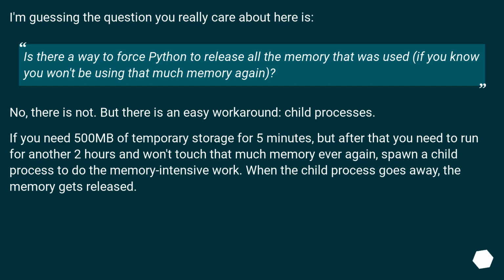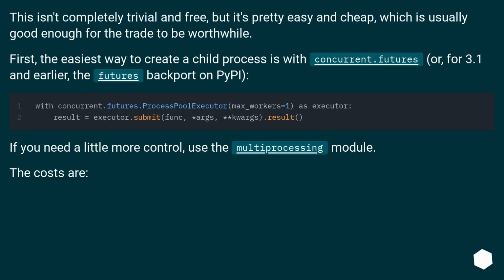If you need 500 MB of temporary storage for 5 minutes, but after that you need to run for another 2 hours and won't touch that much memory ever again, spawn a child process to do the memory intensive work. When the child process goes away, the memory gets released. This isn't completely trivial and free, but it's pretty easy and cheap, which is usually good enough for the trade to be worthwhile.